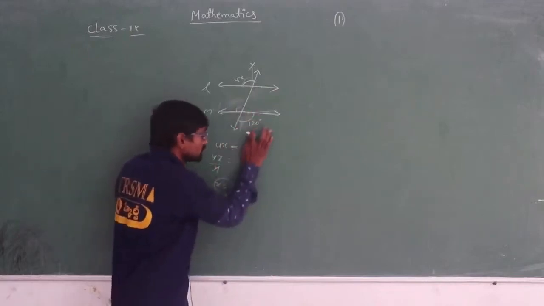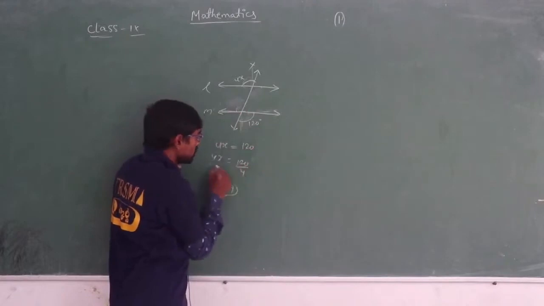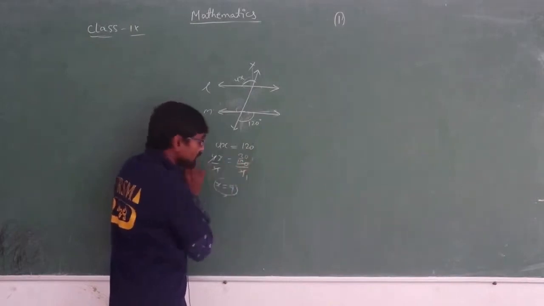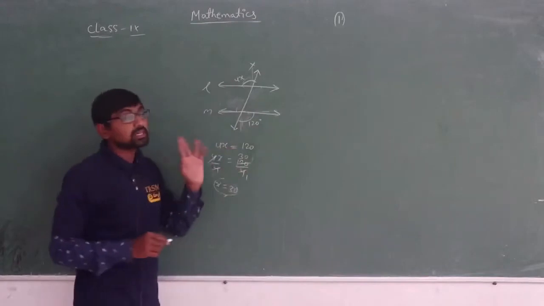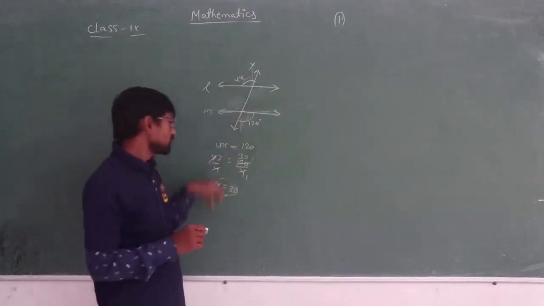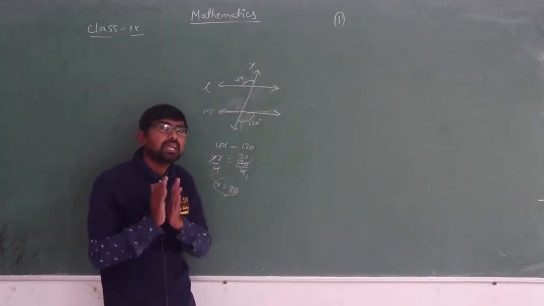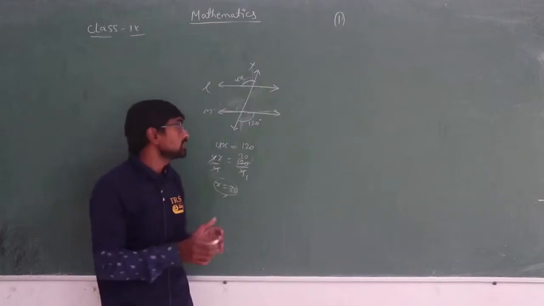So I can't take 36 here. I have to take 120. So 120 by 4: 4 ones are 4, 4 threes are 12, and here it will become 0. So 30. If you multiply, you will get the same answer: 30 into 4 is 120. These both are equal. My assumption also should be correct. It should satisfy the condition.